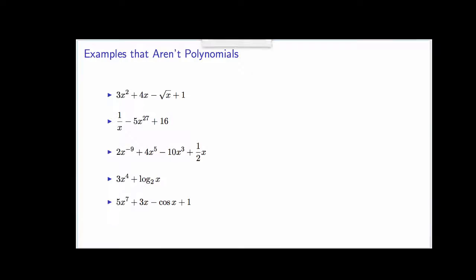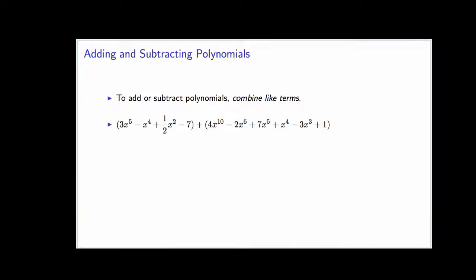So here are some examples that are not polynomials. Let's now review how to add and subtract polynomials. To add or subtract polynomials, we just combine like terms. So for example, here we have a sum of two different polynomials.